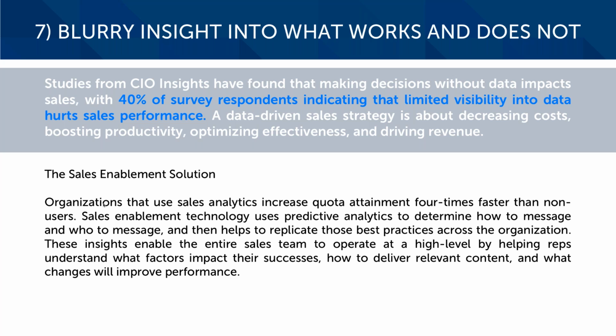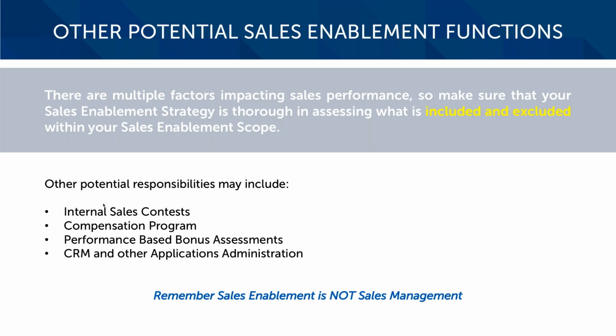These are the insights that you need to enable your entire sales team to operate at a high level, and to give them the information and the knowledge that they need to know what factors are going to impact their success, so they can deliver that content and therefore improve that performance. This is really, really important. Take a look at these 7 elements, see which ones you feel could have the greatest impact, and start looking at alternatives to provide your salespeople with the right tools.